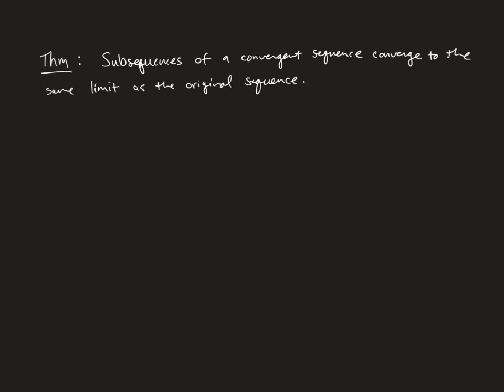So the theorem here is that subsequences, and I'll just write this down and then come back. Okay, so we have a subsequence of a convergent sequence. It converges to the same limit as the original sequence. So let's take a look at the proof. We're going to suppose we have a convergent sequence, and let a_{n_k} be a subsequence.